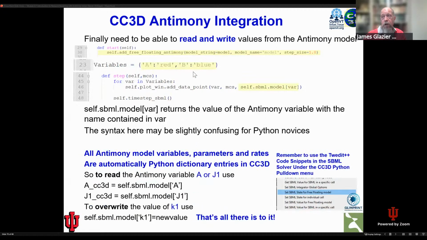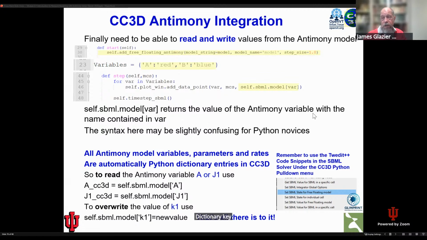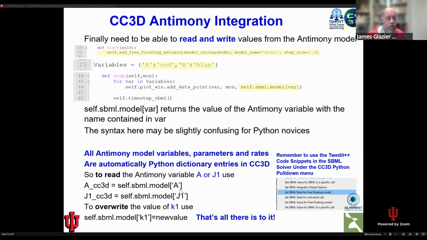Okay, to read and write values from antimony models, it's very simple. self.sbml.model dictionary key returns the value of the antimony variable with the name contained in the key. So if I say A_CC3D equals self.sbml.model['A'], that will return the value of A in the network.